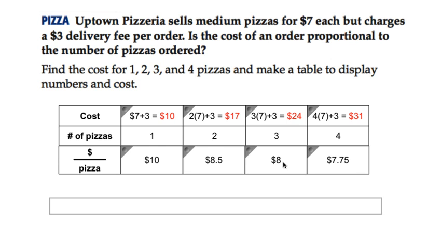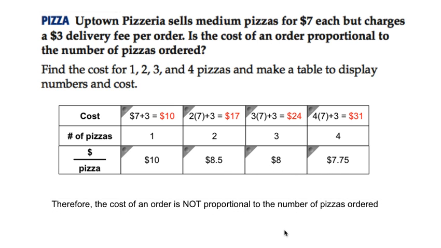So you can see that the cost decreases as we order more pizzas. That total cost per pizza is less because of the flat rate delivery charge. So did we get a constant rate here? The cost per pizza, was that the same? No, it was not. So therefore, this is a non-proportional relationship.